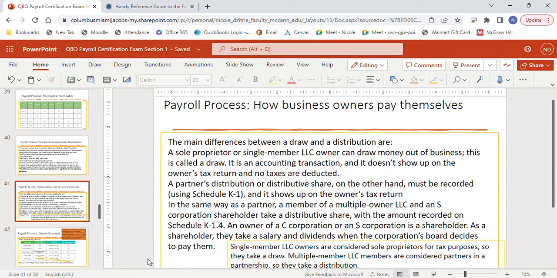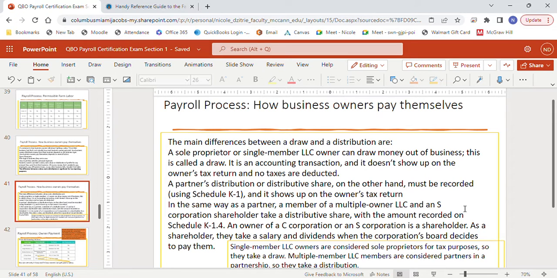It's an accounting transaction and it does not show on the owner's tax return, and no taxes are deducted, meaning no payroll taxes are deducted. A partner's distribution or distributive share, on the other hand, must be recorded using the Schedule K-1, and it shows up on the owner's tax return. In the same way as a partner, a member of a multiple owner LLC and an S-Corp shareholder takes a distributive share, and the amount is recorded on the Schedule K-1.